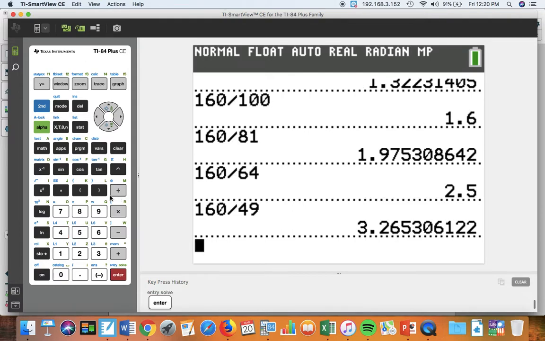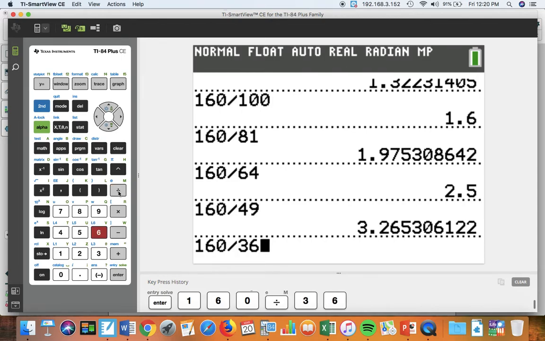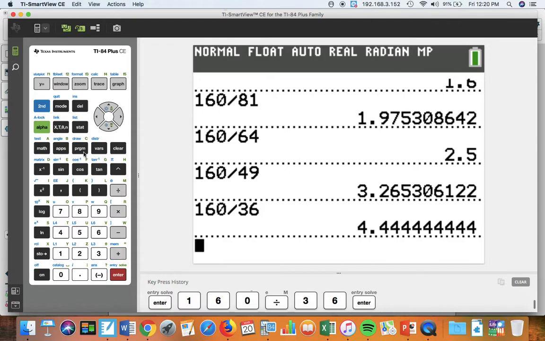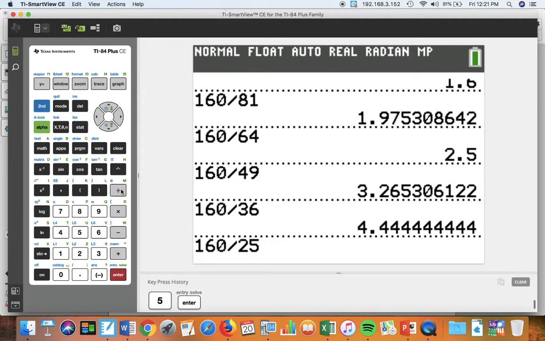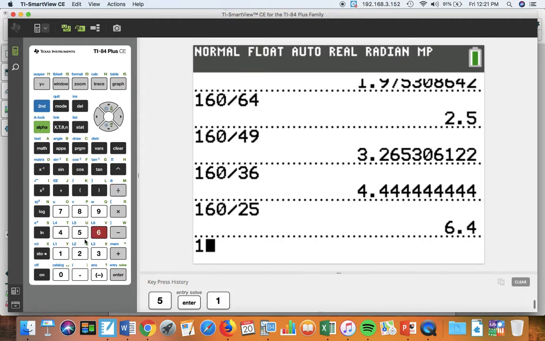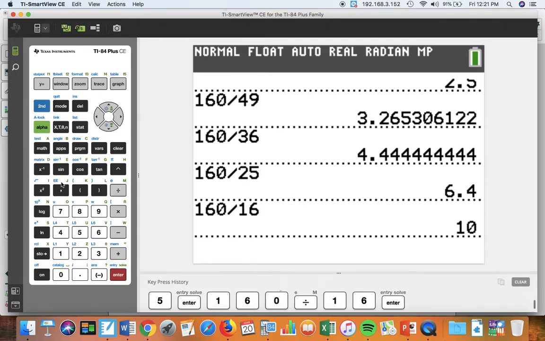Now, if you can identify it from the start, that is awesome. I'm just doing this to show every single step in case you can't identify it from the start. Still haven't found it yet. Still haven't found it yet. And now I found it.